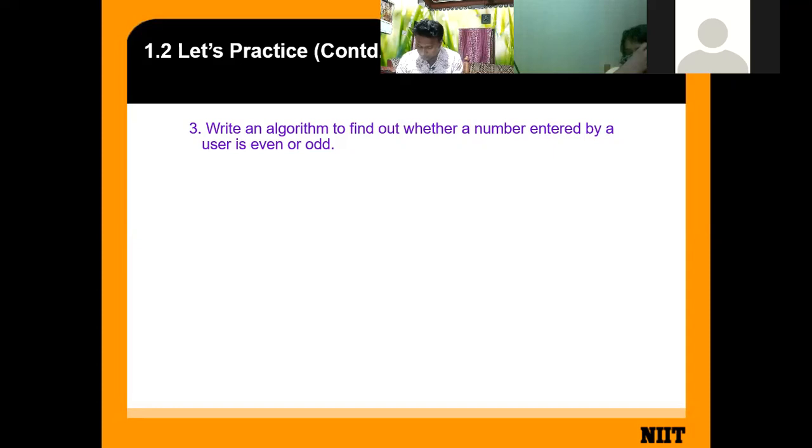Next is, write an algorithm to find whether a number entered by a user is even or odd. Even or odd means the number is divisible by 2.